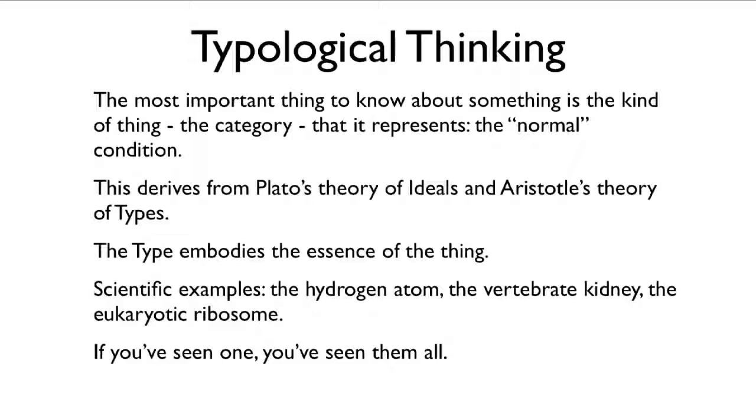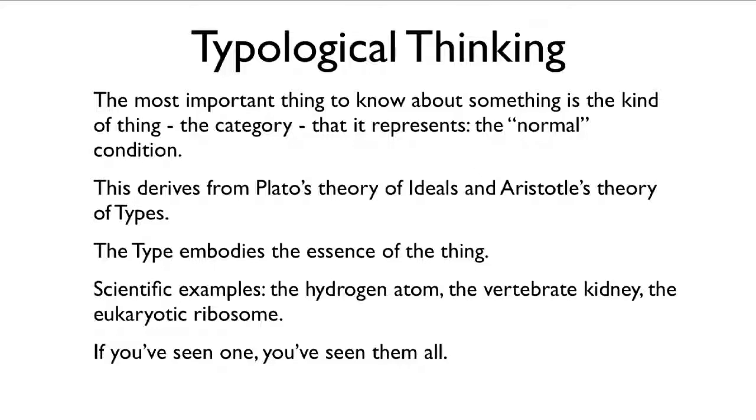Now, if one is thinking typologically, then the most important thing to know about something is the kind of thing that it is, that it represents a normal condition. This is a way of approaching the world that was first really formalized by Plato and Aristotle, Plato's theory of ideals and Aristotle's theory of types. And the type of Aristotle embodies the essence of the thing.